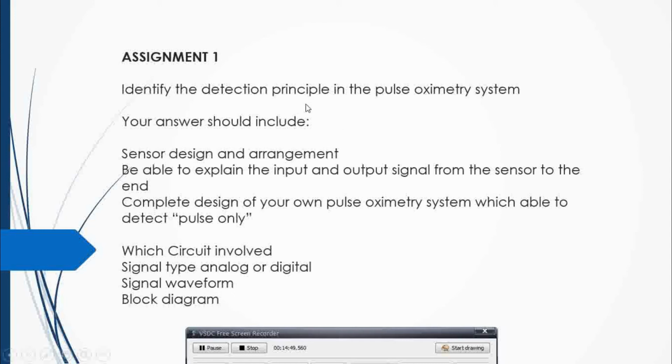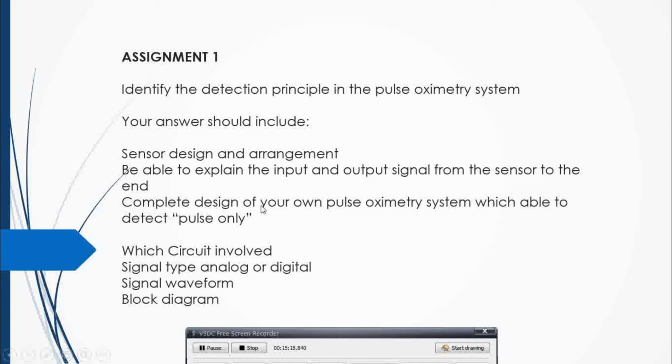Identify the detection principle in the pulse oximetry system, right? What I ask here is your answer should include the sensor design and arrangement. So how do you position the LED and LDR? For example, how do you position the photo detectors? You must be able to explain the input and output signal from the sensor to the end.